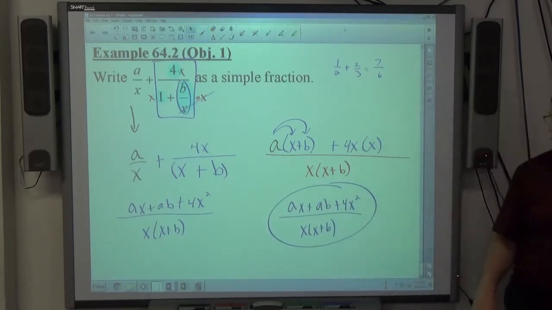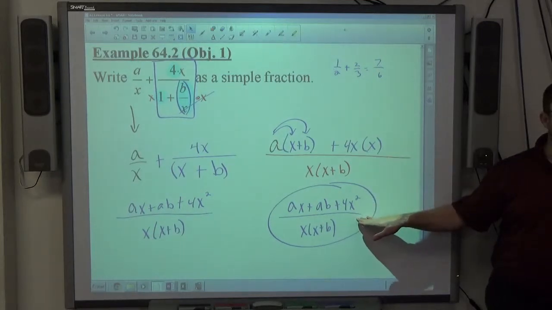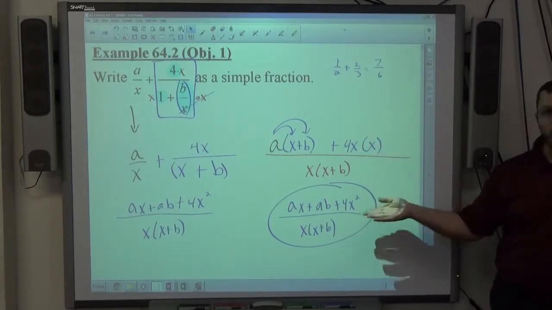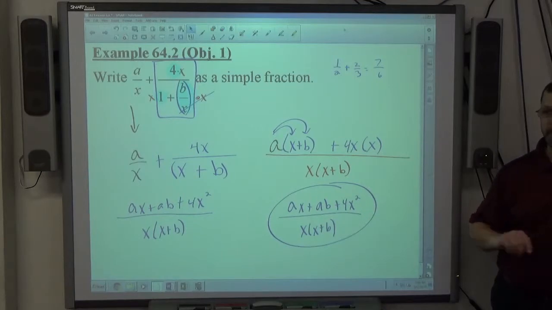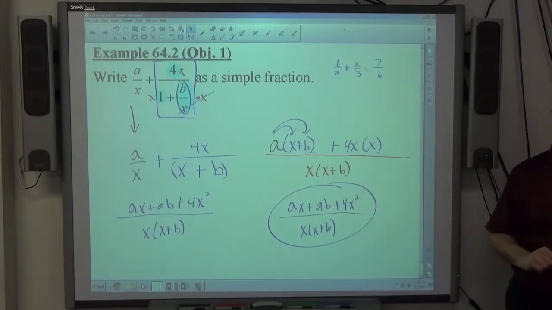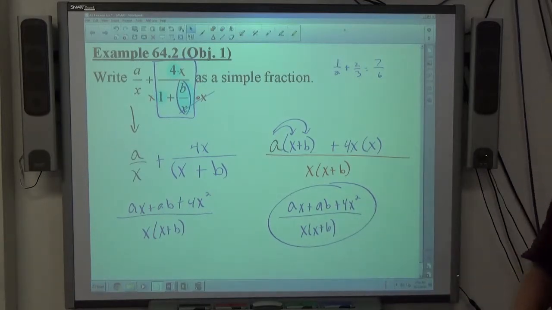Take your pick on how you want to go ahead and do it. I want the top completely simplified. I want the bottom in factored form. Or if you want to go x squared plus bx, you can. But I personally leave it right there myself. Factored form on the bottom, simplified form on top.